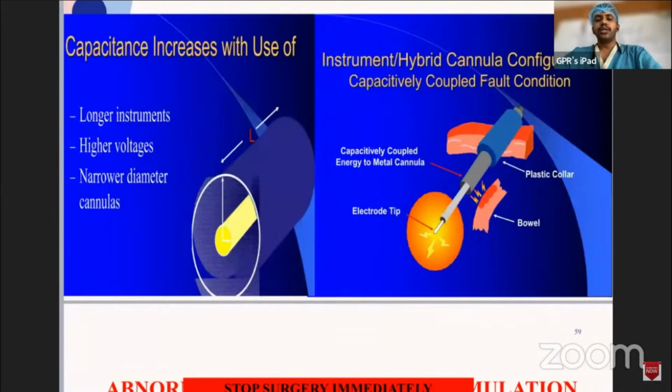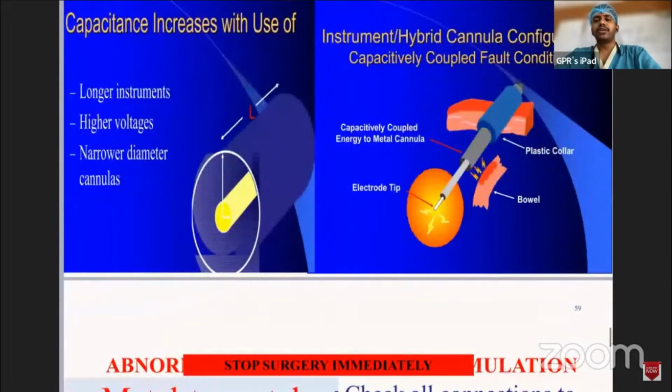So capacitance usually is nothing but dissipation of energy into the field where we don't want it to happen, which can happen because of a longer instrument, higher voltage setup, and a narrow diameter cannula. Whenever we use laparoscopies, we sometimes use a 10 mm trocar, over which we may use a 5 mm instrument or a cautery device. To make proper capping happen, we keep another 5 mm cannula into the 10 mm trocar, so that we feel it is secured. But rather, it may go for hybrid canalization failure or the chopstick effect.